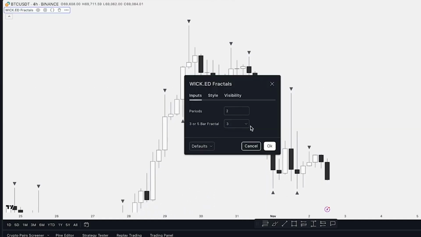In settings, you can use 3 or 5 bar fractals. Basically, I use 3 because for me it's enough. It makes no sense to use 5. But if you want, you can use 5. Like you can see, some of them disappear.